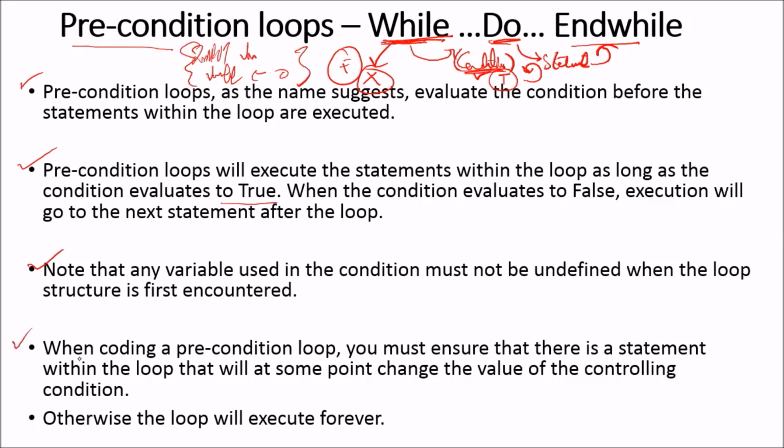Now, when coding a precondition loop, you must ensure that there is a statement within the loop that will at some point change the value of the controlling condition. So, like in repeat until where the value changes, here also the value of the variable in the condition must change. Otherwise, it will do the same thing and become an infinite loop.